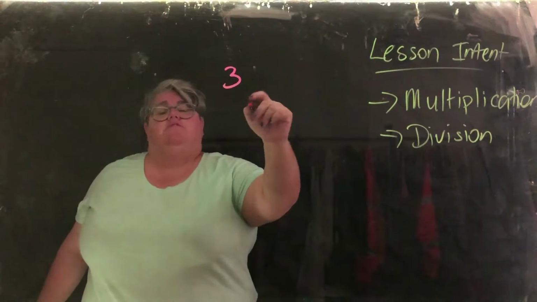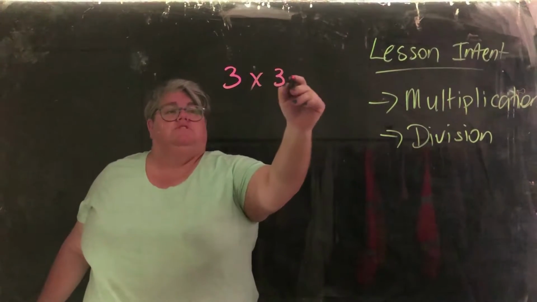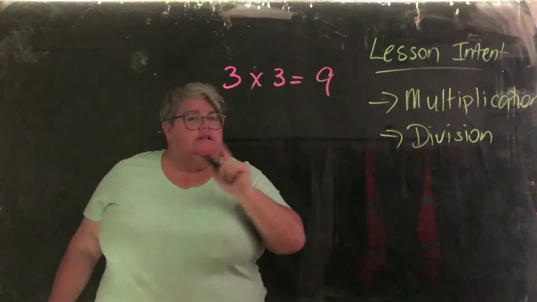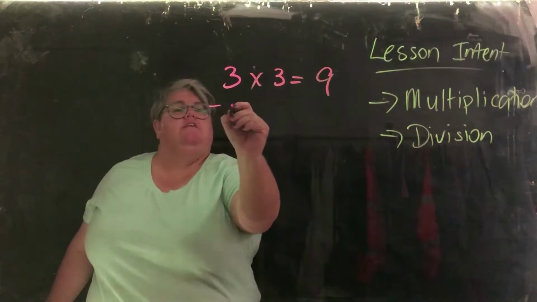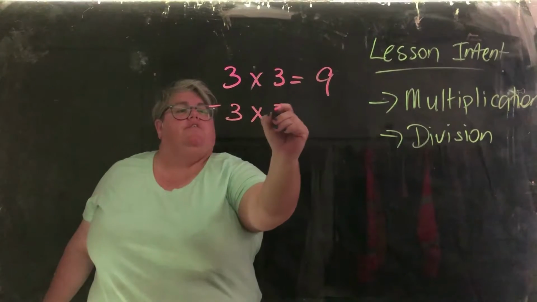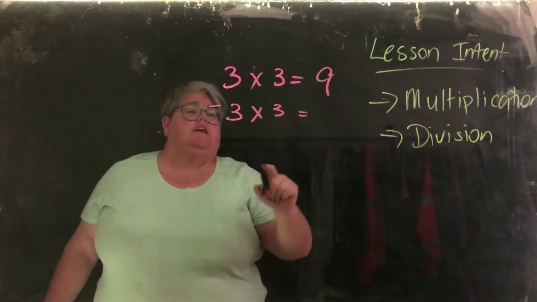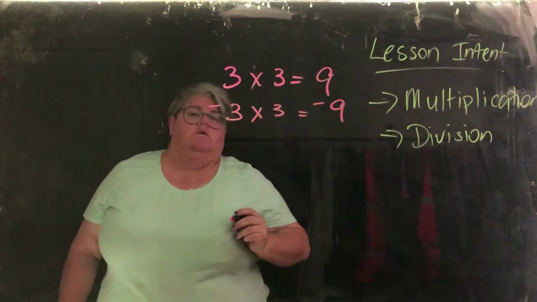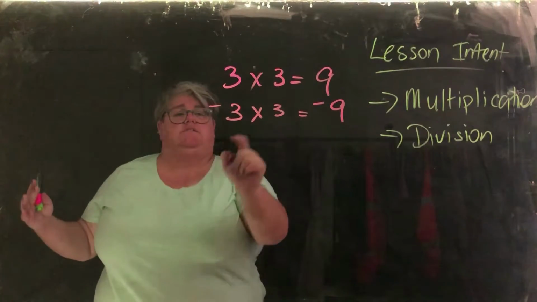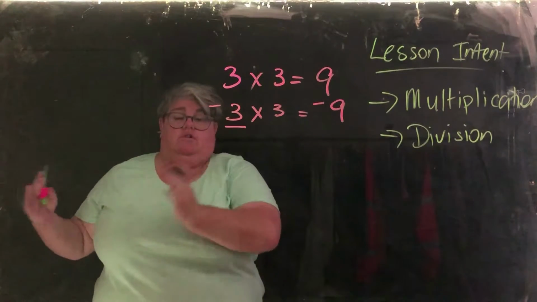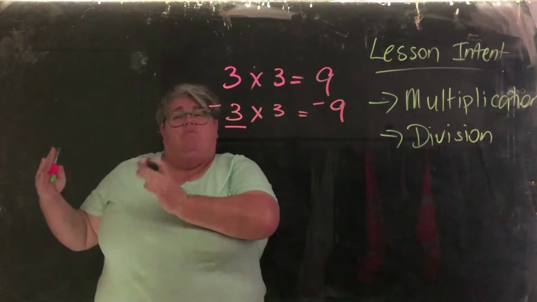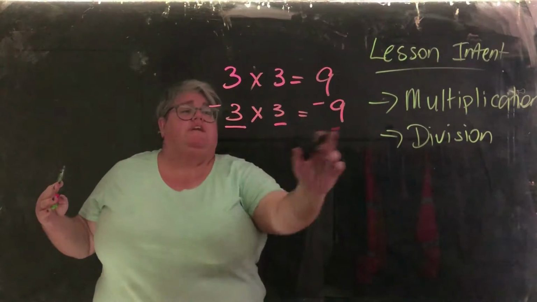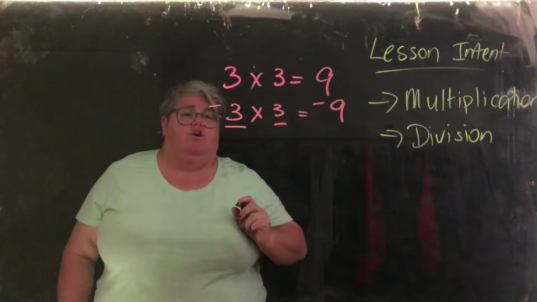So if we have a positive 3 times positive 3, we get positive 9. Now let's look at it this way. Let's say it's a negative 3 times 3. That actually works out to be negative 9. So we're starting in our negative space on our number line, so less than 0, negative 3. And we're timesing that negative 3 by the basis of a 3. That's why we're ending up with a negative 9.